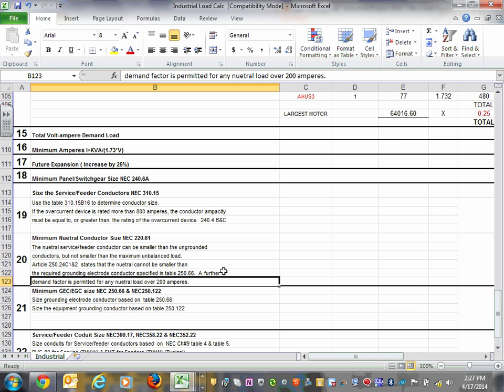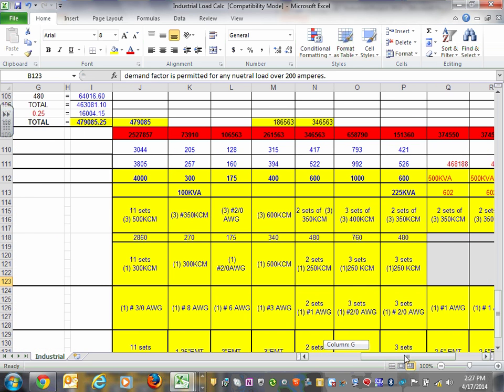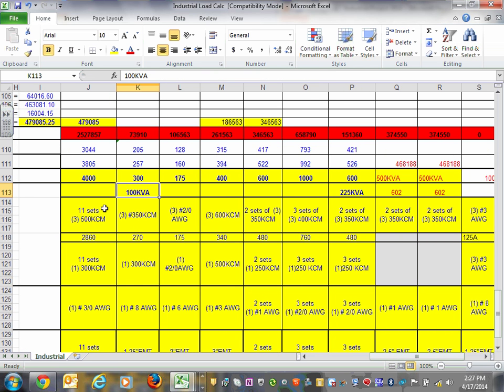Neutral. The sizing of the neutral. So let me tell you how we size these then. Here's my 4,000 amp. I use 11 sets. You can make them even, make 12 sets, and if you want to even them underground with ducts and whatnot. 11 sets of 500 kcmil, 3 conductors.